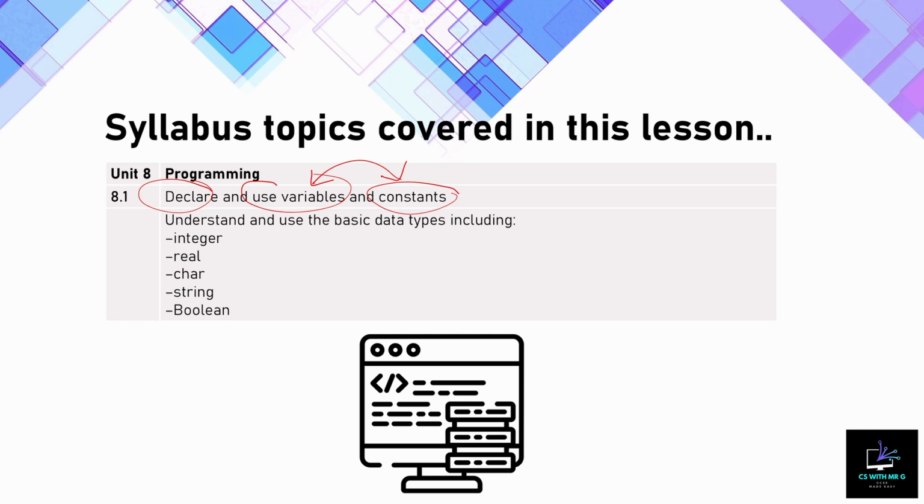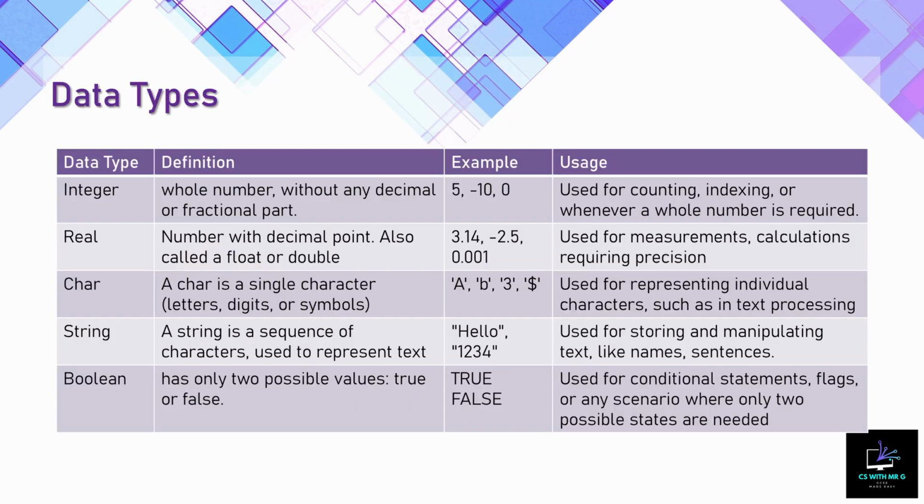And then something that's really easy to understand is using these basic data types here. We have integer, real, char, string, and Boolean. So these 5 data types, really easy to understand, and that won't take us too long. So we'll start with that. And as you can see, we've got our 5 data types here.